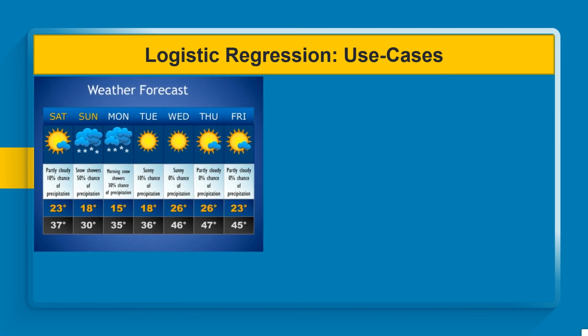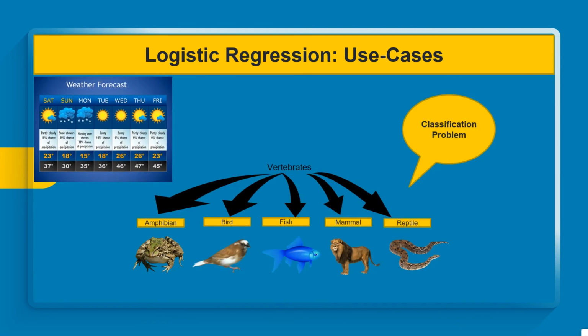Moving ahead, we have classification problems. Logistic regression can perform multi-class classification. So here it can help you tell whether it's a bird or not a bird. Then you can classify different kinds of mammals, let's say whether it's a dog or not a dog. Similarly, you can check whether it's a reptile or not a reptile. So logistic regression can perform multi-class classification. I have already discussed that it is used in classification problems.